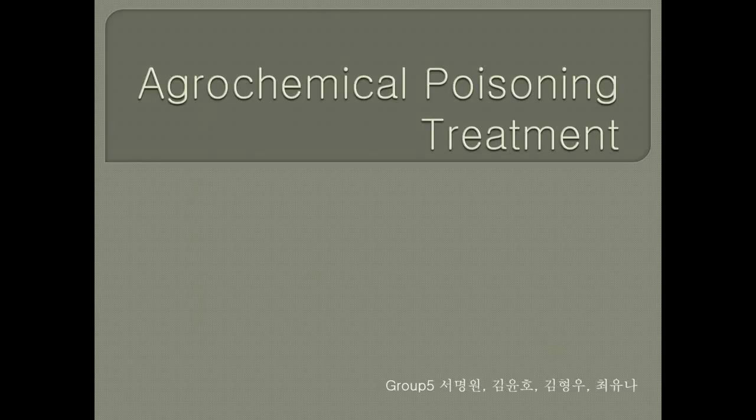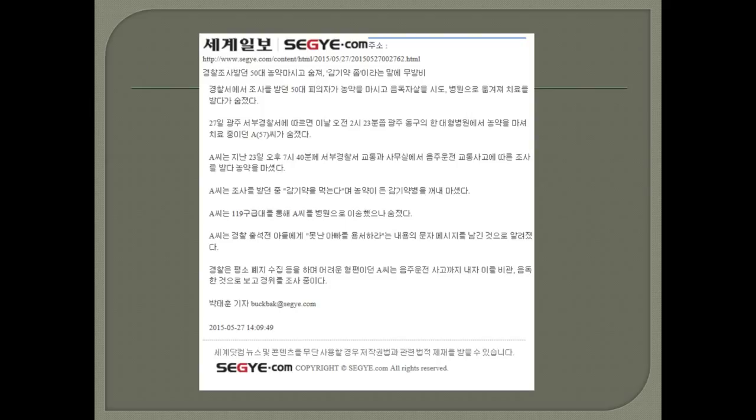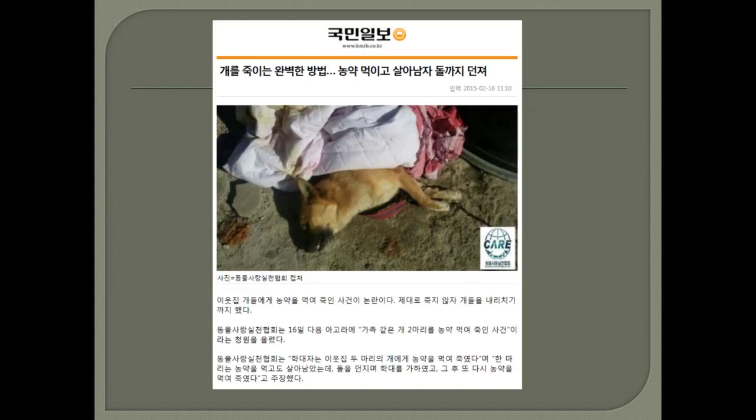This presentation is by Seong-won. We are interested in the connection between the physiological mechanisms of the nervous system that we learned in physiology class and an annually issued topic: agrochemical poisoning. This news is about suicide by consuming agrochemicals. Sometimes agrochemicals are used for ending life. This story is about agrochemicals used for killing neighbors.